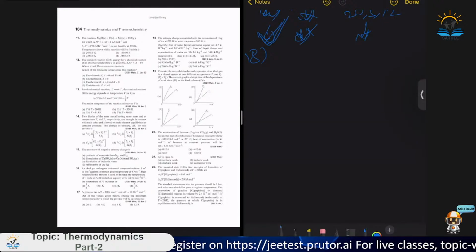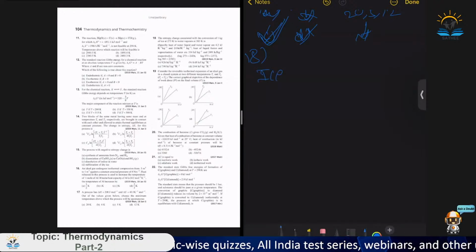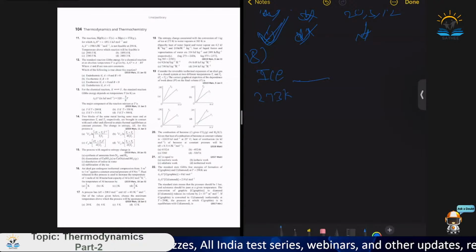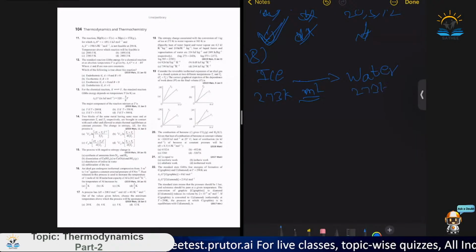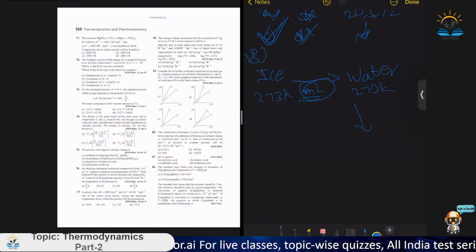So 273 Kelvin is the melting point of ice, 0 degrees centigrade. 373 is the boiling point of water. So writing the transition, ice is at 273 Kelvin and we have to give heat, ml. This is the phase transition heat, vaporization, melting heat is ml. Water at 273 Kelvin. If the heat is there, ice turns to water.